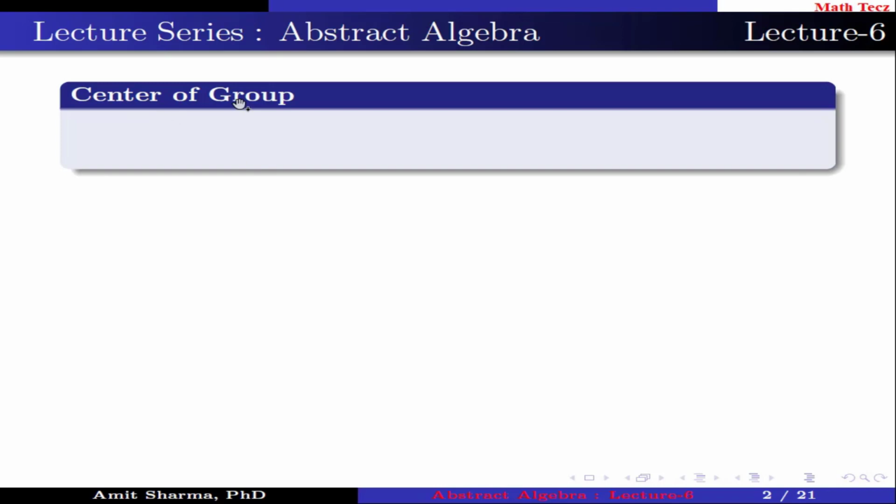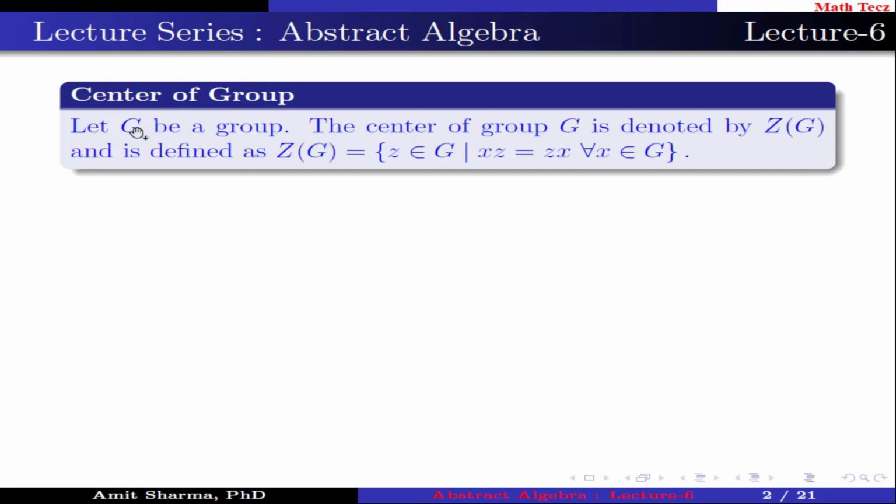Center of group. Let G be a group. The center of group G is denoted by Z(G) and is defined as Z(G) containing the elements z belonging to G such that xz equals zx for all x belonging to G.